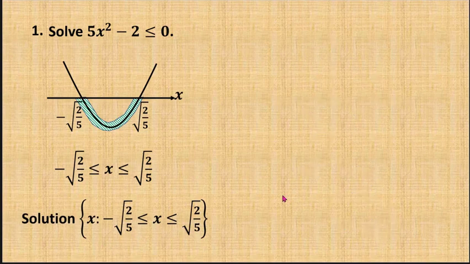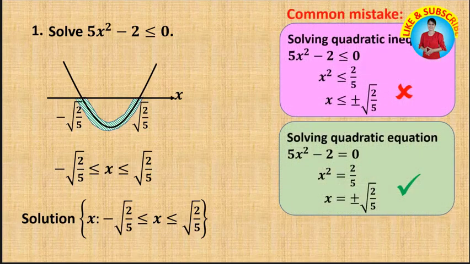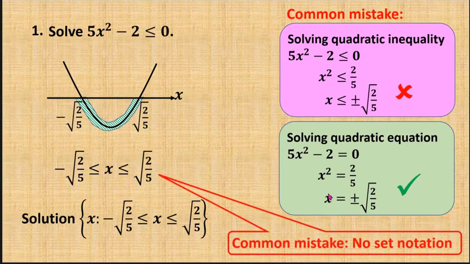However, many students solve the inequality by using the same working steps as in solving an equation, which is not acceptable. Another mistake is that the final answer is not written in set notation.